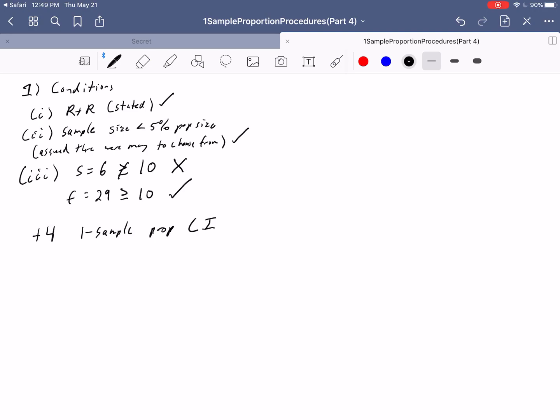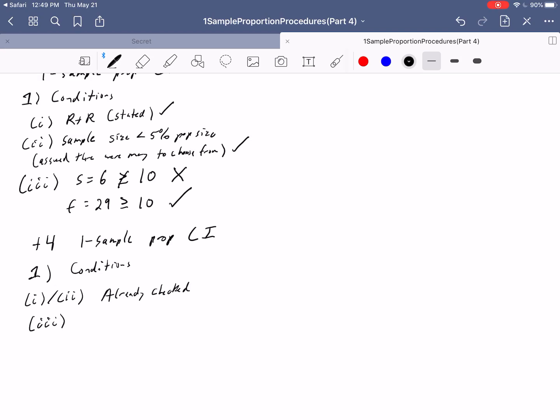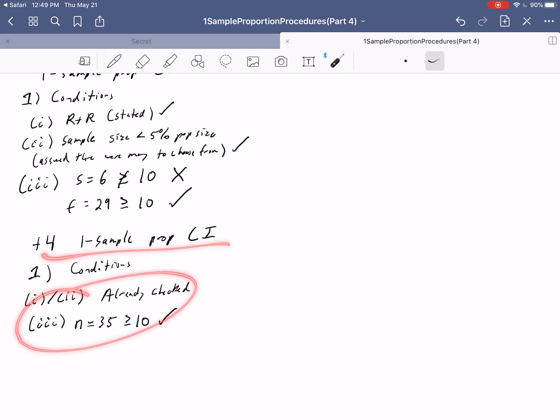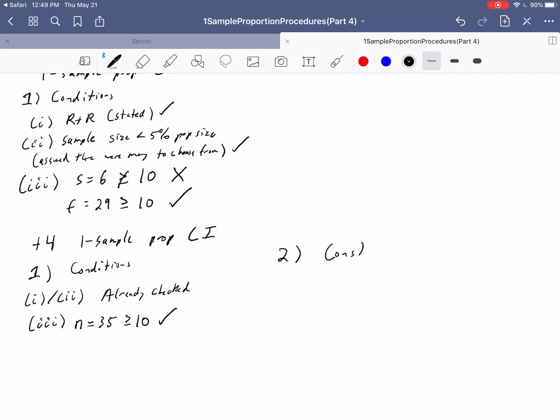To do this plus 4 1-sample confidence interval, we've got some conditions we still need to check. Conditions 1 and 2 have already been checked. And condition 3, we just simply need to make sure that we have at least 10 data points. Our n here was 35, which is greater than or equal to 10, so we're all good. So the conditions for doing a plus 4 confidence interval are met. Let's move to our construction.